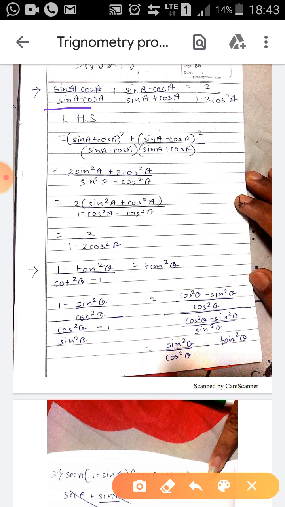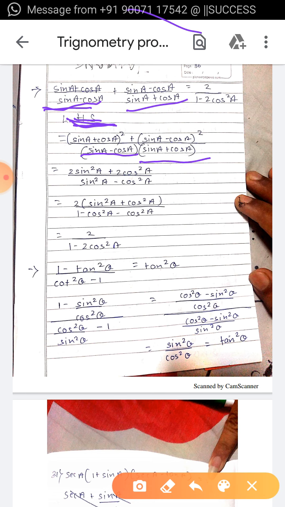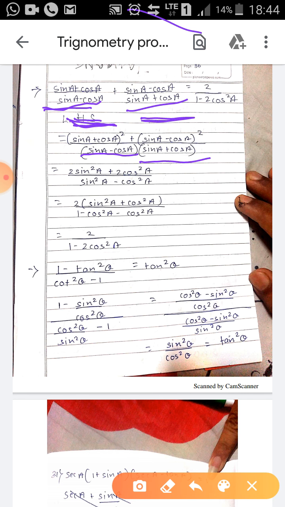I started by solving the left hand side first. I've taken the LCM of sine a minus cos a and sine a plus cos a, which is sine a minus cos a into sine a plus cos a. Then I just do normal addition. After getting the addition, you get this. I'm making the marking at the top, so you are looking at the thing below the marking. I get sine a plus cos a whole square, and sine a minus cos a whole square, after adding it.